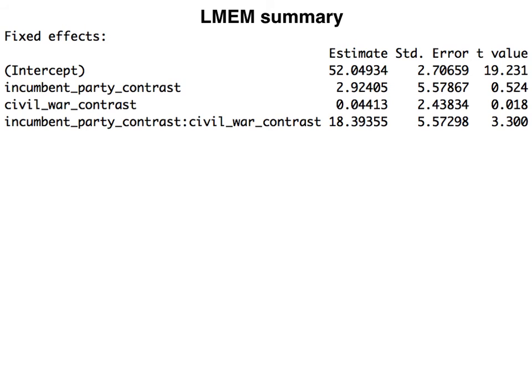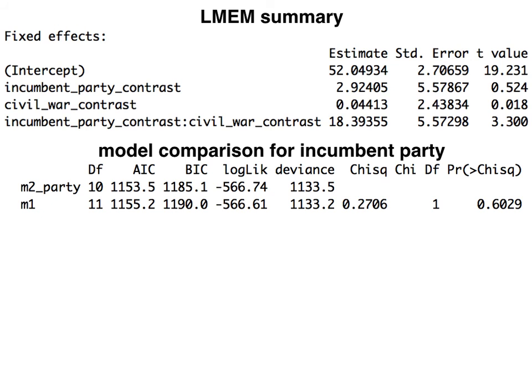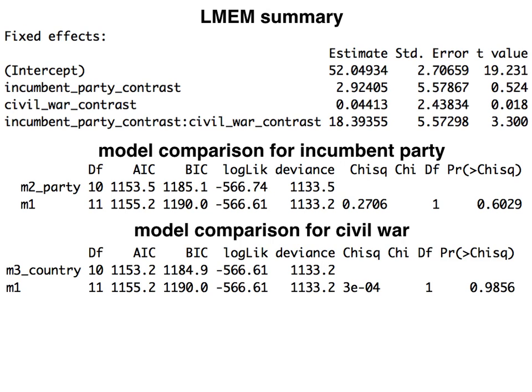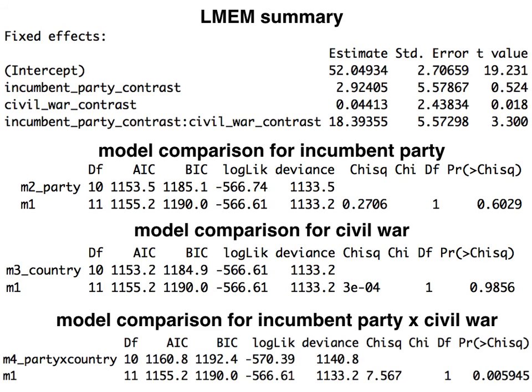Let's go over the model comparison now for all three of our effects. First, we have the summary of the model itself, then the model comparison for incumbent party that we just went over, the model comparison for Civil War country, and finally, the model comparison for the interaction of incumbent party and Civil War country. As already discussed, if we look at the AIC and p-value for incumbent party, we do not get a significant difference between the two models.